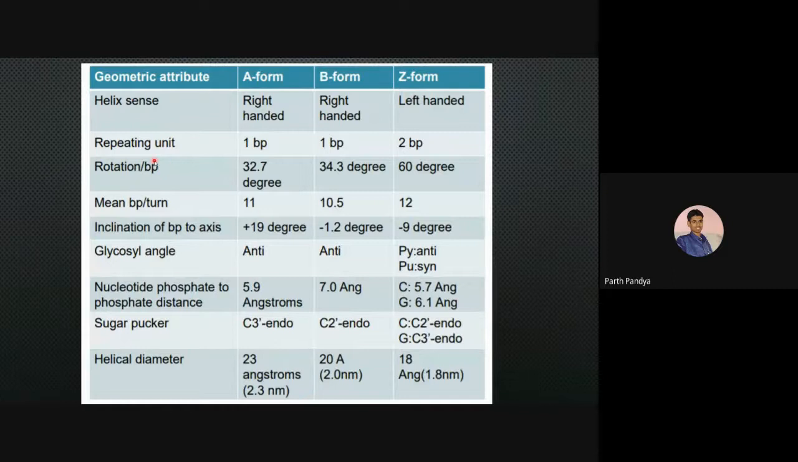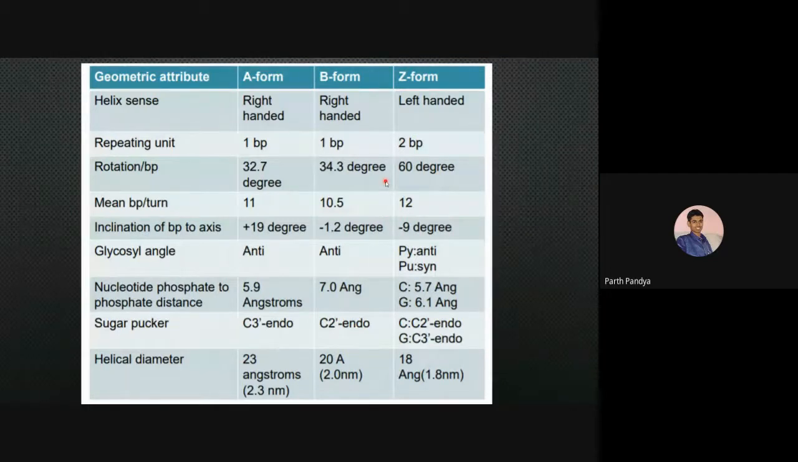The repeating unit, if you see, in A form one base pair is the repeating unit, whereas in Z form it is 2 base pairs. The rotation per base is 32.7 degree in A, 34.3 in B, and 60 degree in Z. Mean base pairs per turn is around 11 residues in A, likewise 10.5 in B, and 12 residues in Z.